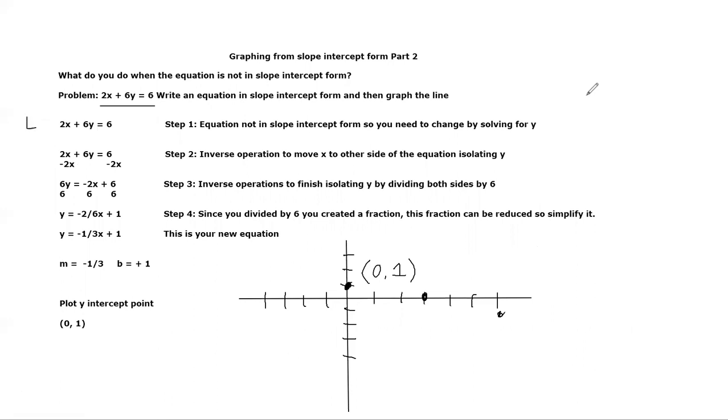We start with just what they gave us. Step one, the equation is not in slope-intercept form, so you need to change it by solving for y. We use inverse operations, and we move the 2x over. We're moving the 2x because we want the 6y to be by itself. Since there's no sign to the left of 2x, we assume it's positive, so we do the inverse operation, which means we subtract 2x from both sides of the equation. This cancels out the 2x, and we're left with 6y by itself on the left side, equal to minus 2x plus 6.